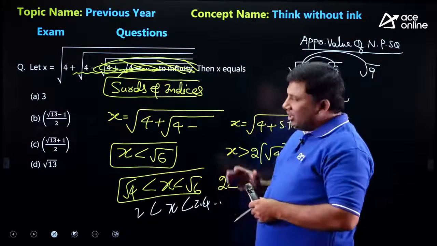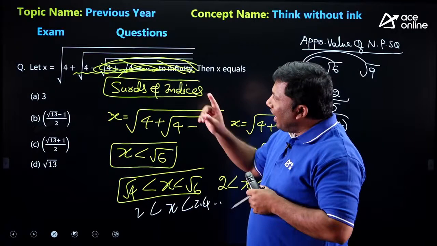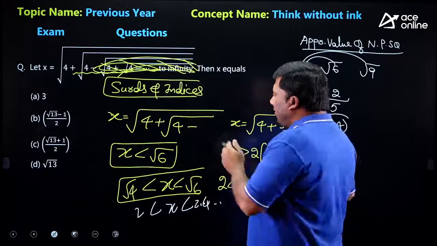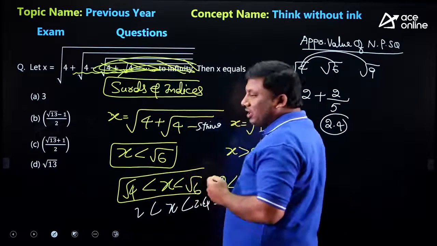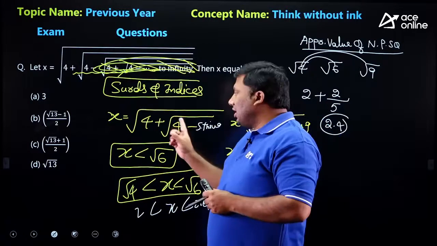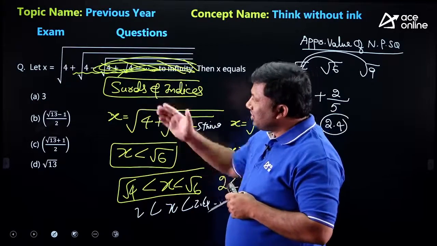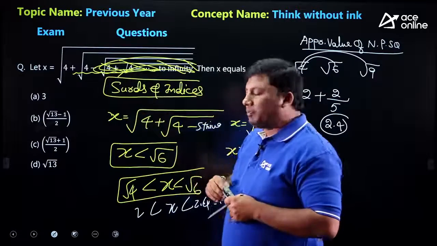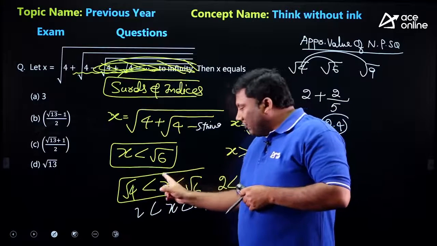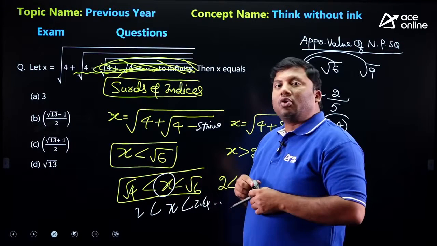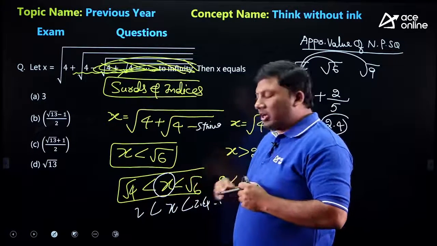Are you all with me? Just by going by the answer value, you will get it. The answer is root of 4 plus, with 4 minus something. If it were 4, I would have got 2, but with 4 minus something the answer is less than 2 plus 4, so x is less than root 6. And x is root of 4 plus a positive, so the answer is greater than 2, which means root 4. The value of x should lie between root 4 and root 6.